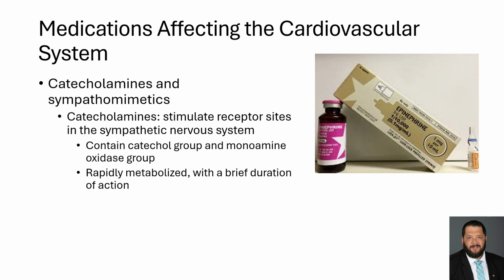Catecholamines and sympathomimetics. Again, this should be a review for you from our previous lecture. Catecholamines stimulate the receptor sites of the sympathetic nervous system. When we're referring to an endogenous chemical, or chemical that's naturally occurring within the body, we call them catecholamines. When they mimic the impact of a catecholamine, we call them sympathomimetics, or they're mimicking the sympathetic nervous system. They all contain a catechol group and a monoamine oxidase group. They're rapidly metabolized and have a brief duration of action.